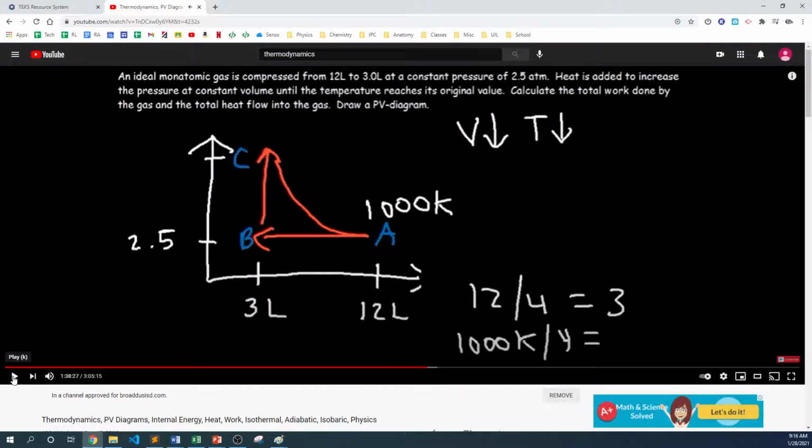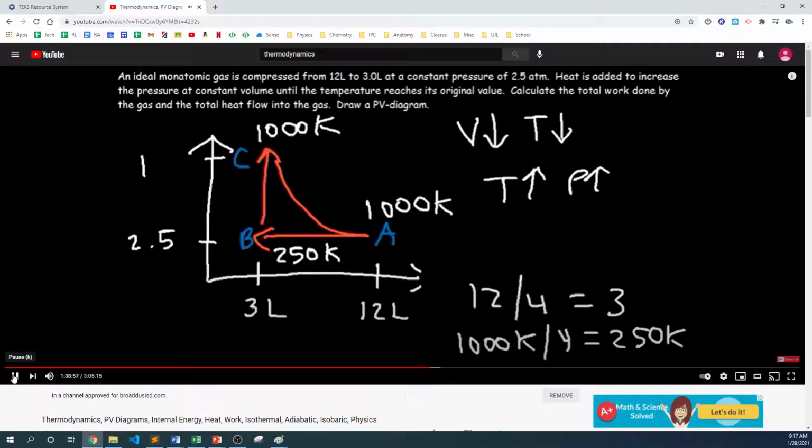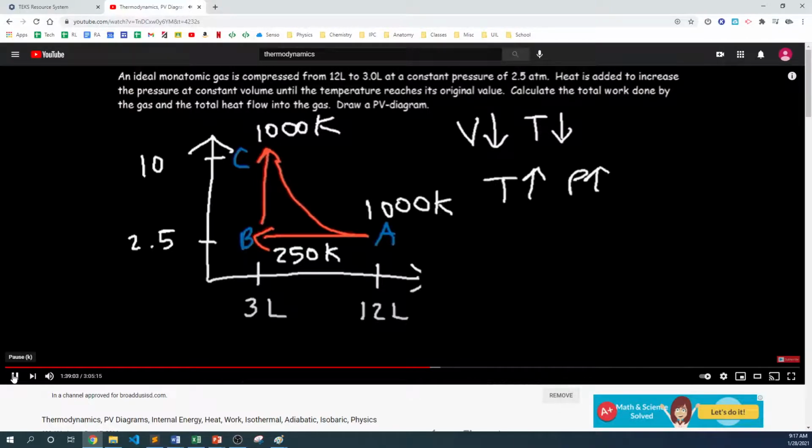There's an even better way. I did algebra. So if your volume decreased by a fourth, that means your temperature would decrease by a fourth. So they're linear. If one increases by double, the other one has to double.